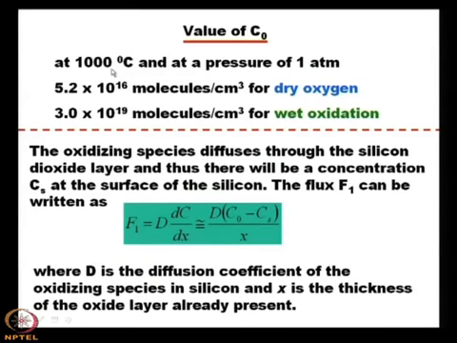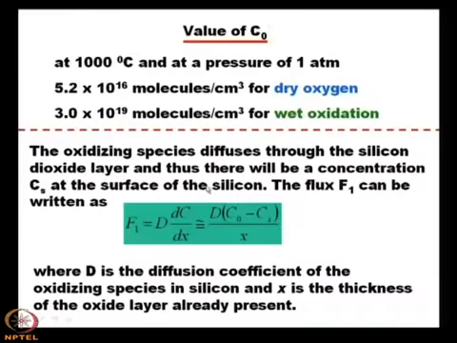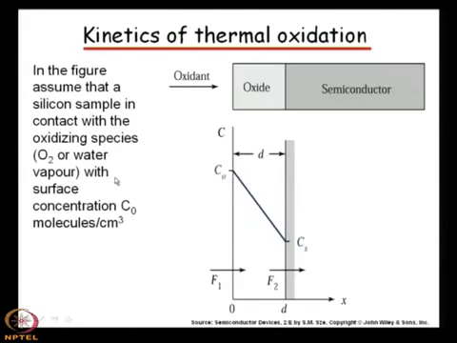Now, if you change the process condition, suppose you increase or decrease the temperature, or increase or decrease the pressure, the values will change. So, this is the value of C0, which we have assumed to be the concentration at the surface. Then the oxidizing species diffuses through the silicon dioxide layer, because remember, there is an oxide layer already formed on the semiconductor surface.